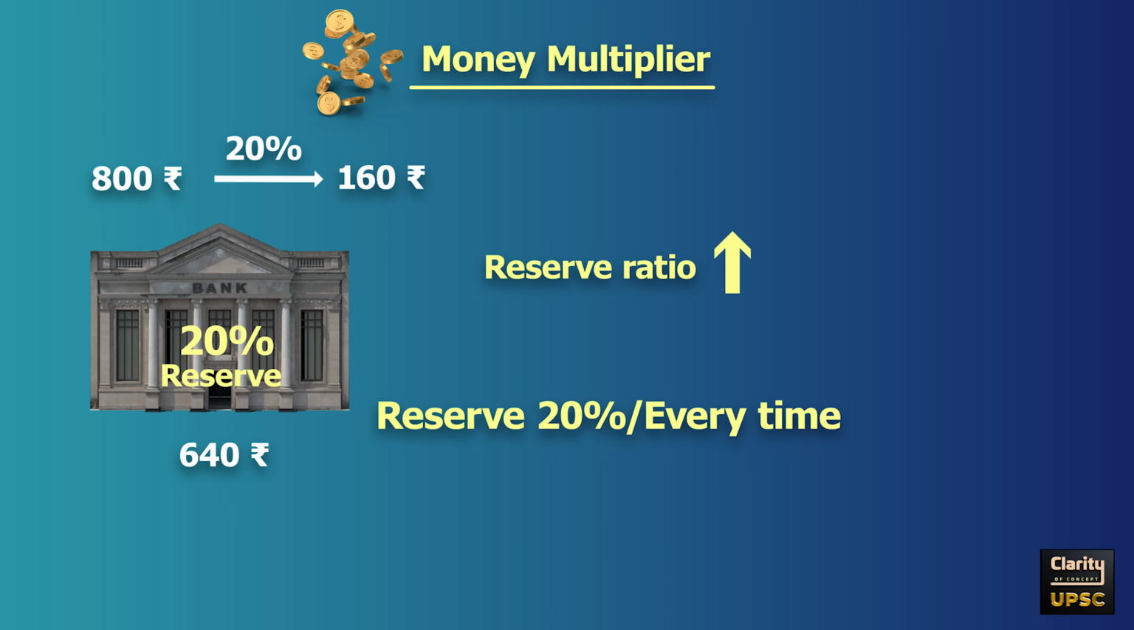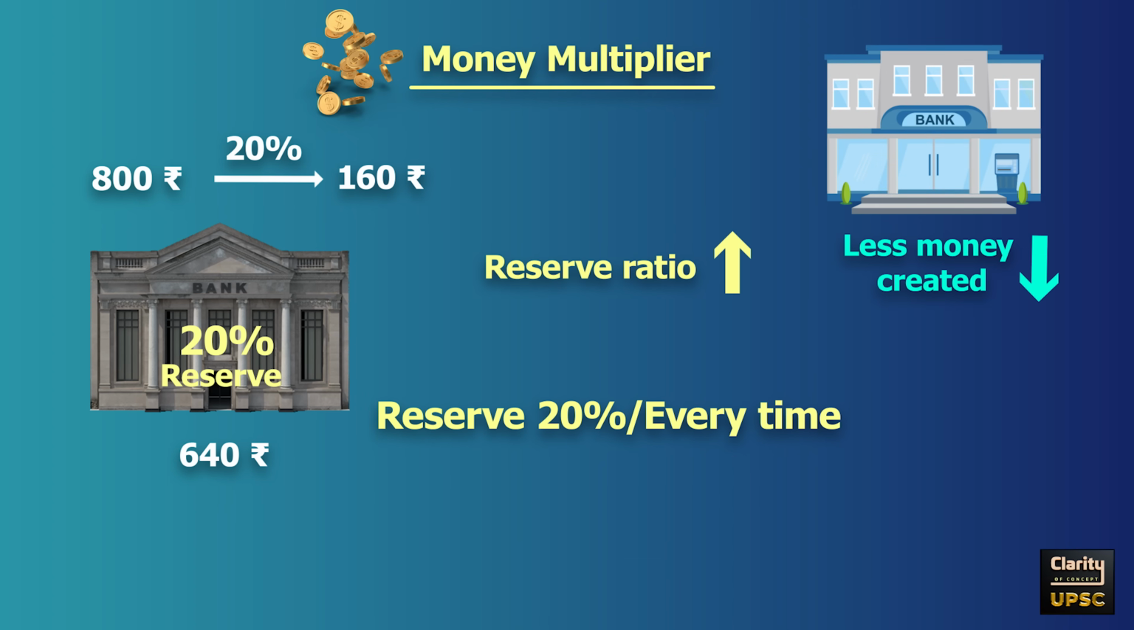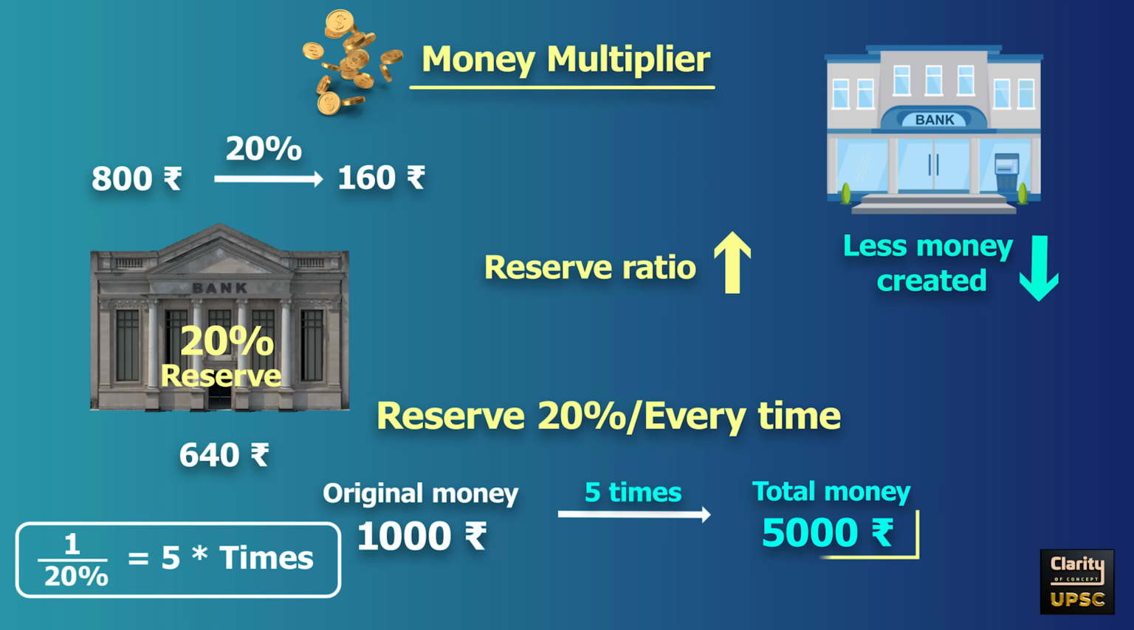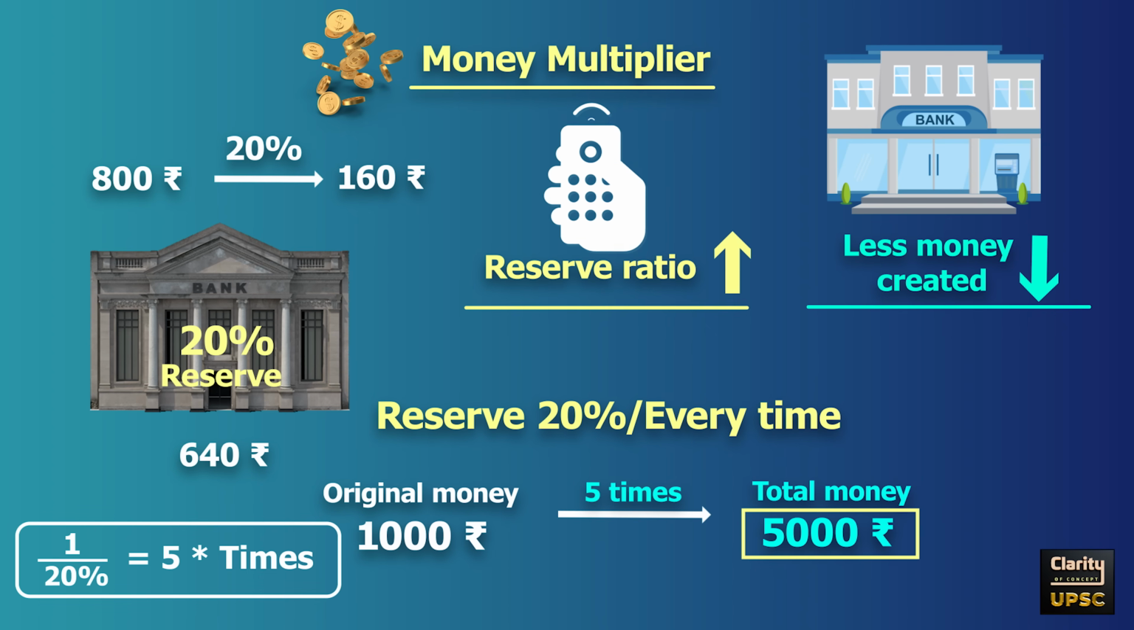Because the reserve ratio is higher, the total money created will be less. Theoretically, the total money can reach around 5 times the original money. So from 1000 rupees, total money can become close to 5000 rupees. This shows when the reserve ratio is high, money creation is limited. That is how the reserve rule controls the money supply.